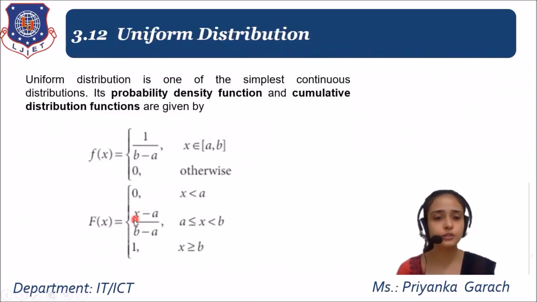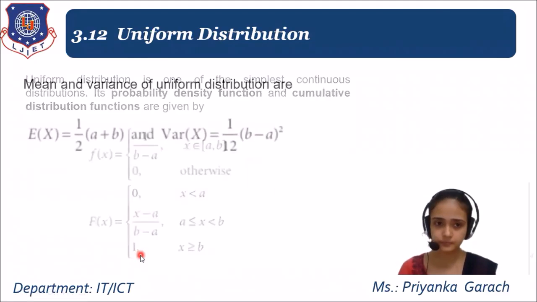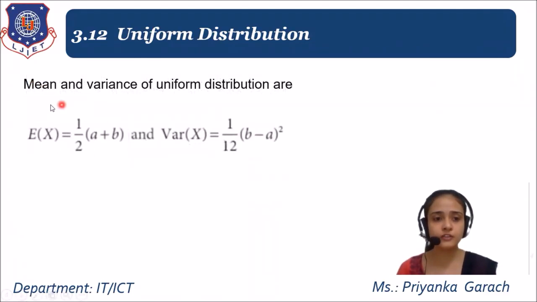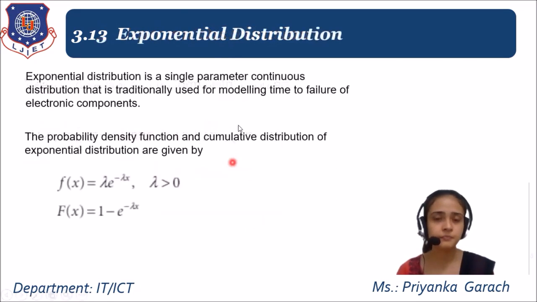Similarly, for the cumulative distribution function, the formula for x less than a is 0. If the value of x is between the interval a and b, then the formula is like this, and if the value of x is greater than or equal to b, then its value is 1. This is the formula of the mean of the uniform distribution, and this is the formula of the variance in the uniform distribution. Now let's see the exponential distribution.